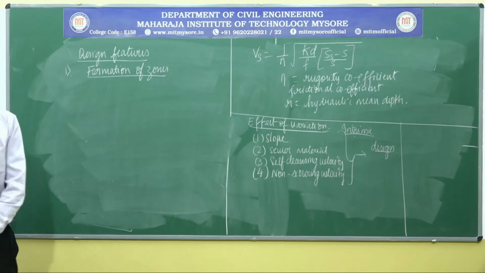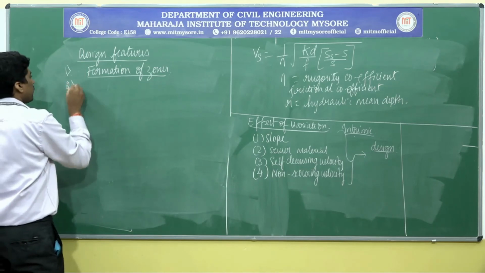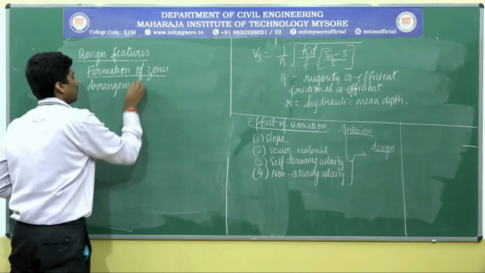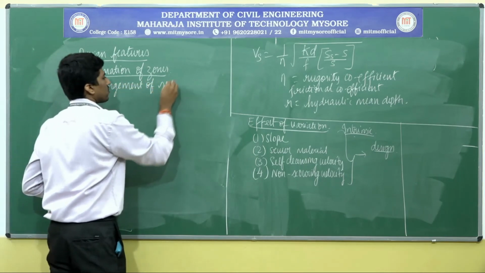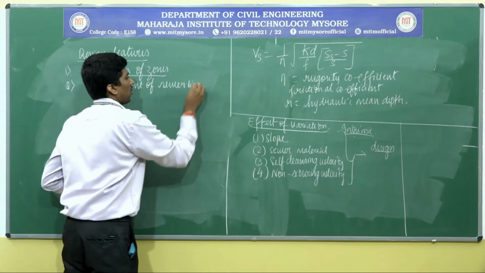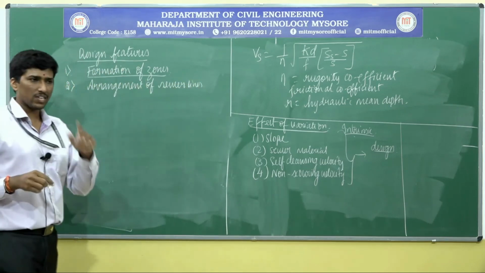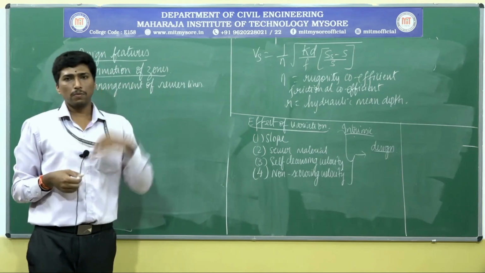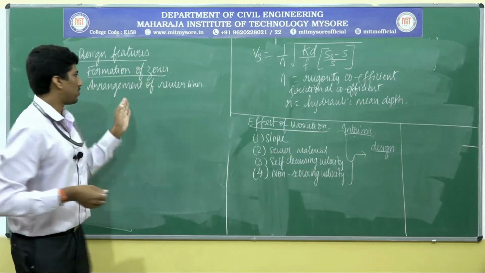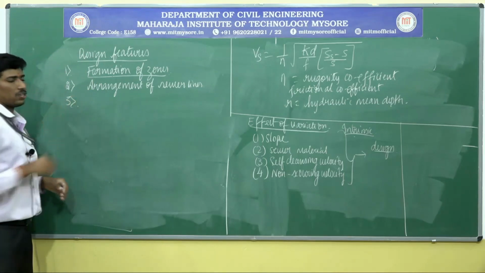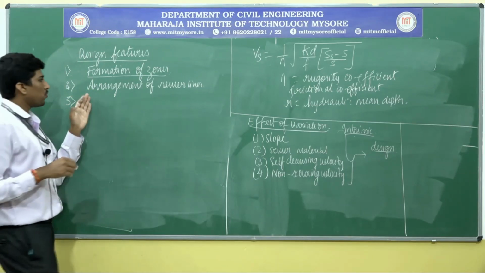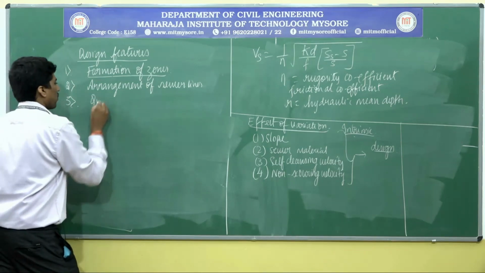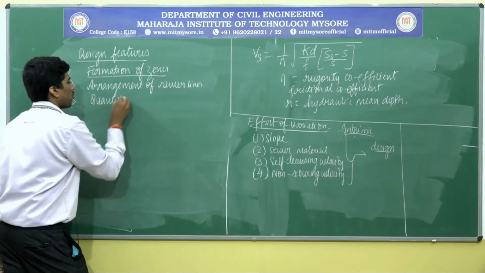The next thing is the arrangement of the sewer lines. As I have told, based upon the zones, it has to be provided always from the higher level to the lower level. That is one thing. The third one is related to the quantity of the sewage, or the quantity of the wastewater.